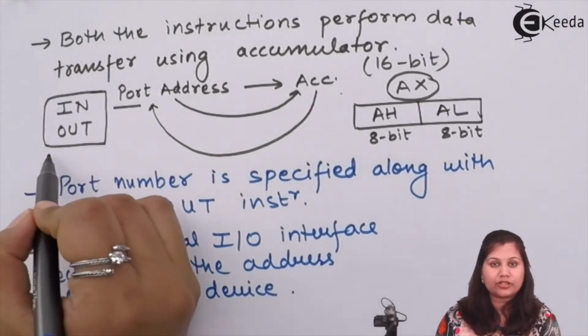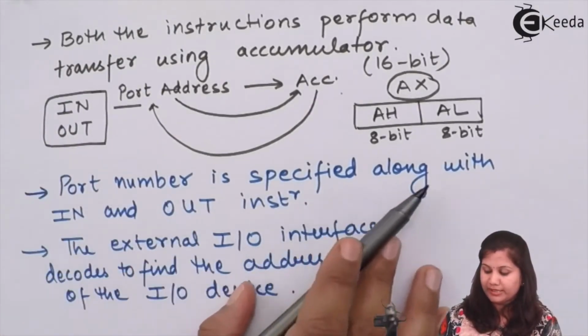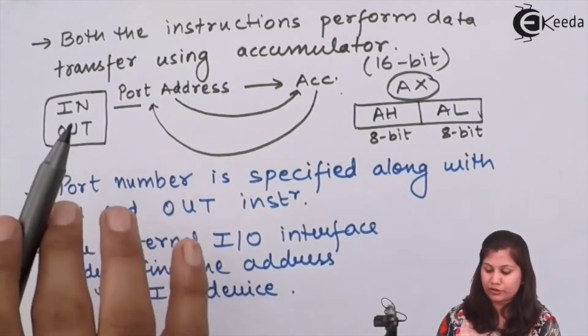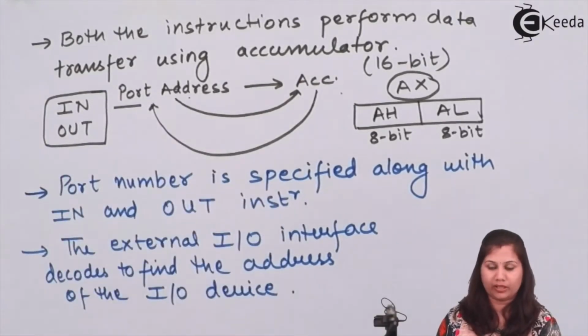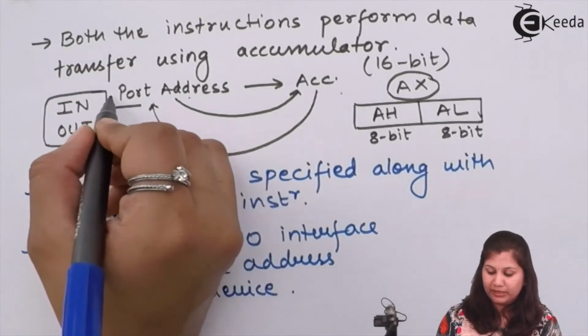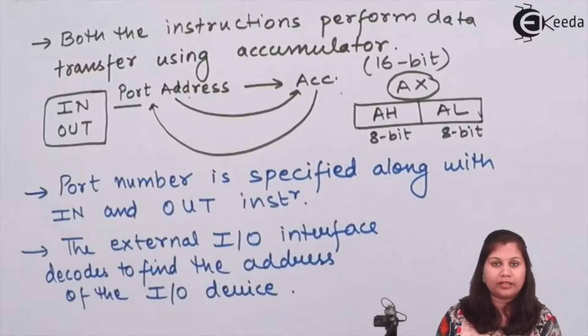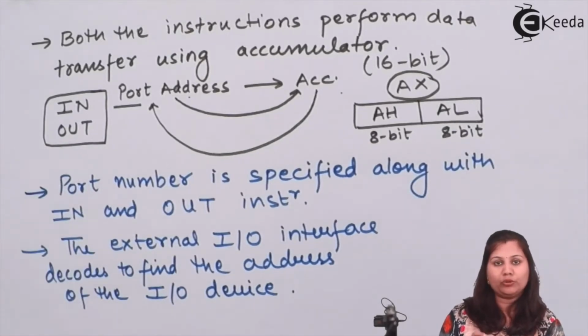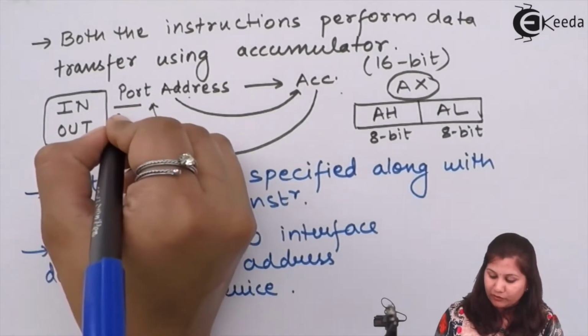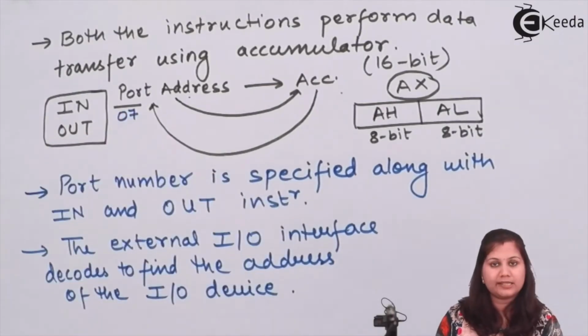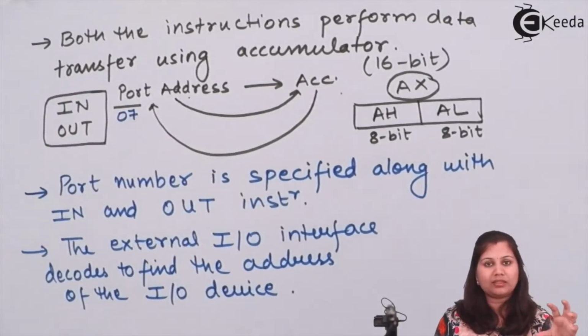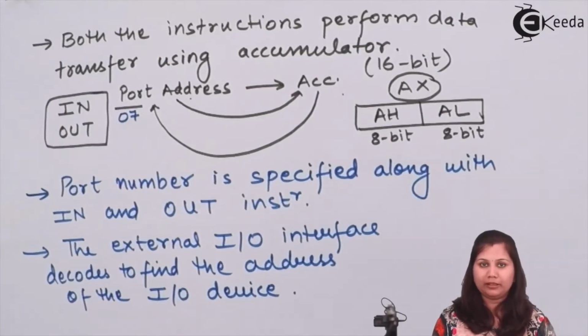So in these instructions, in and out, the port number is specified along with the instruction. Port number means the port address. So the port address will be specified like, suppose 10 ports are there, and we want to use the seventh input output port. So here we will specify in 07, meaning the seventh number input output port will be used.